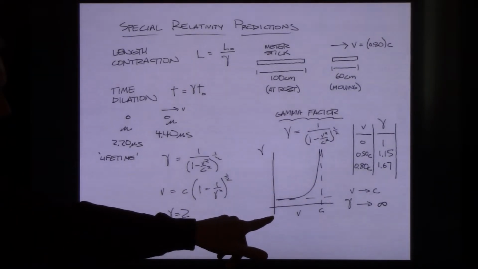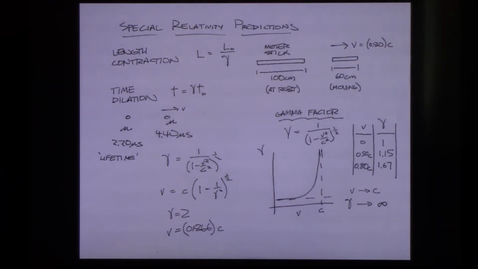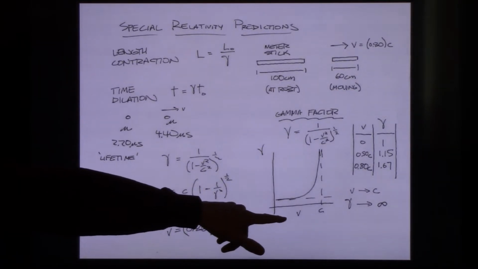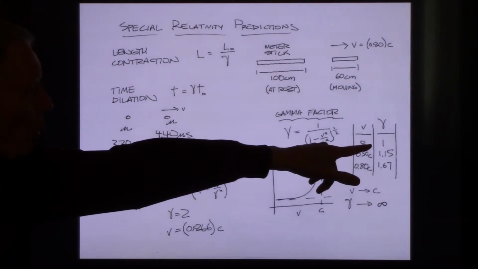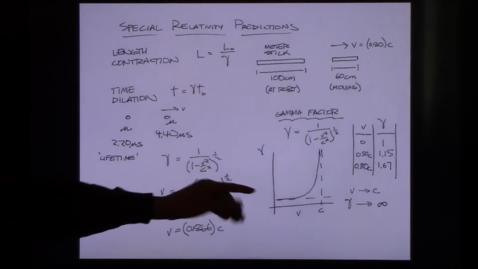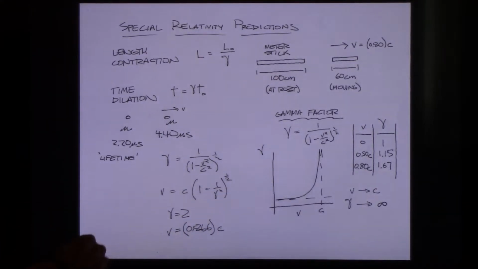So on our graph, v only includes this range of values between 0 and c. Now the way gamma is defined, when v is equal to 0, gamma is equal to 1. And so I've plotted that on the graph here. There is this asymptote at 1. And then what happens is, initially, at low speeds, gamma is essentially 1.